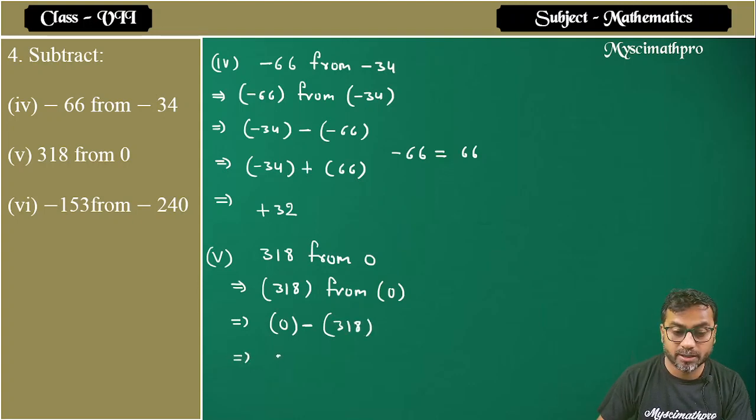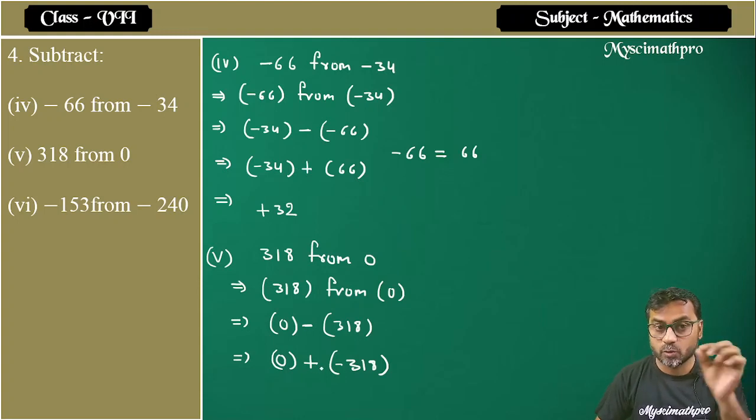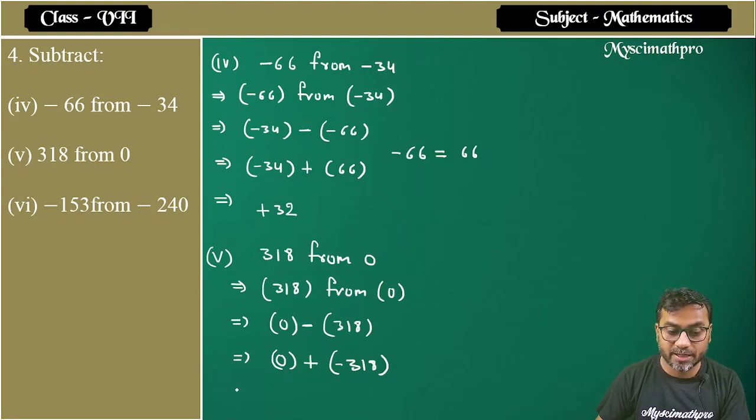According to method, we write 0, in the place of minus sign, we put the plus sign, and the additive inverse of 318 will be minus 318. And you know very well, whenever you are adding any number to the 0, you will be getting the same. So the final answer is minus 318.